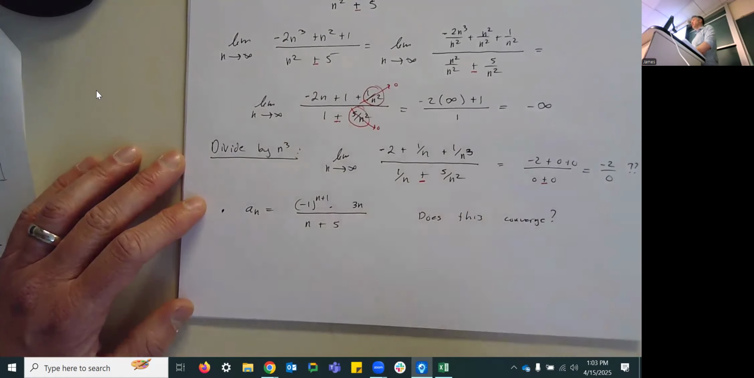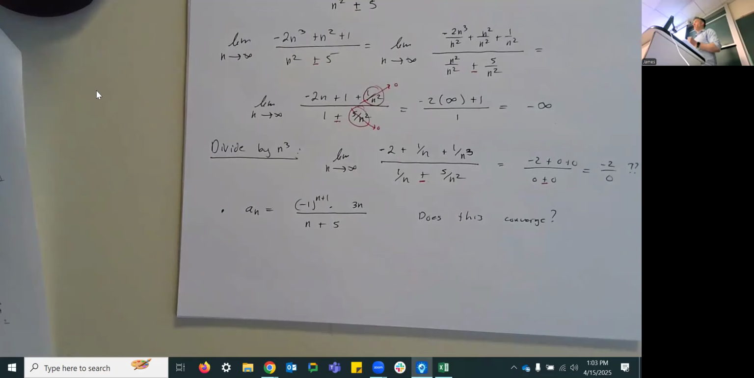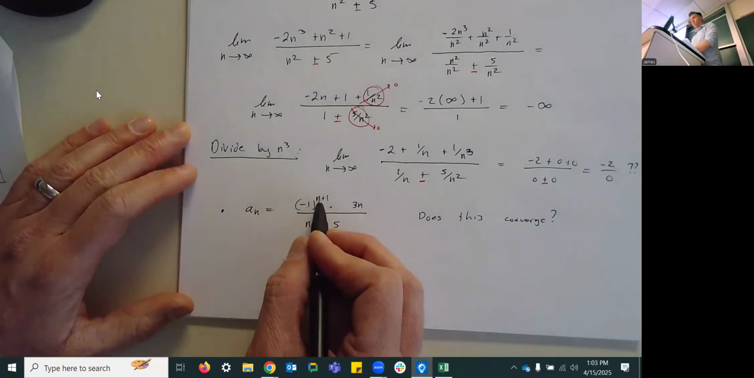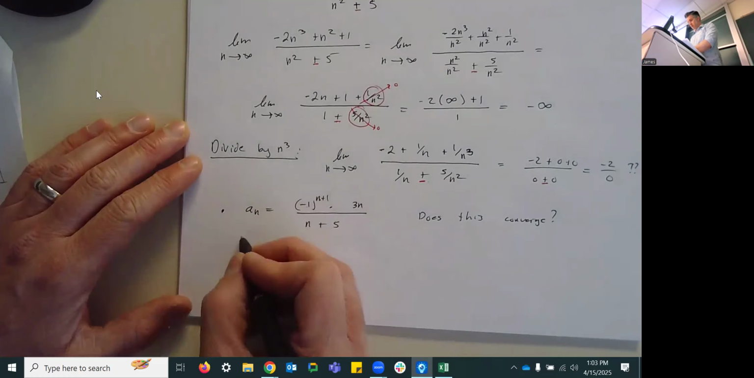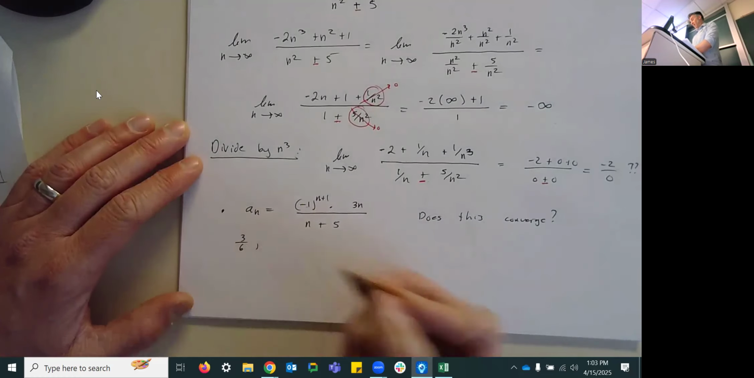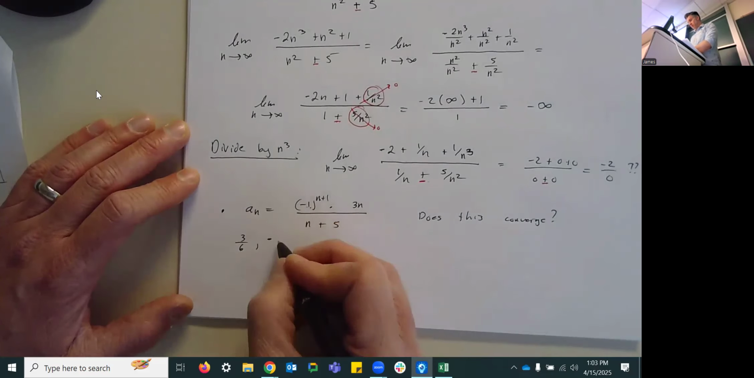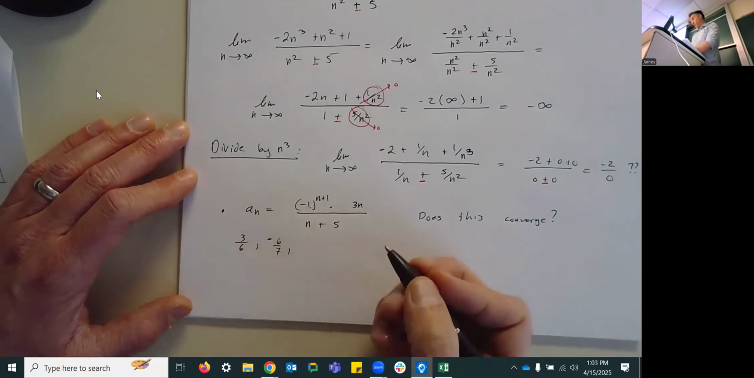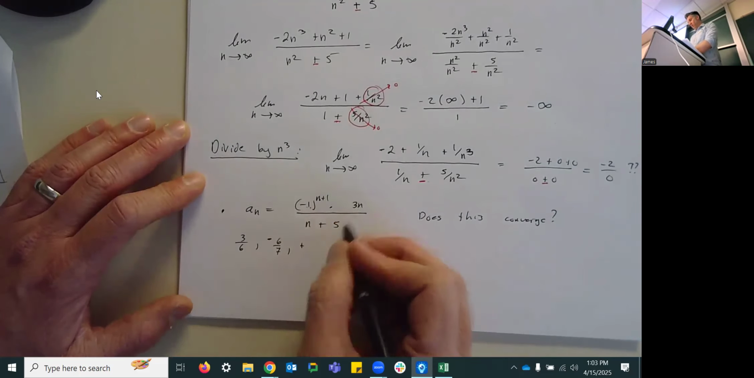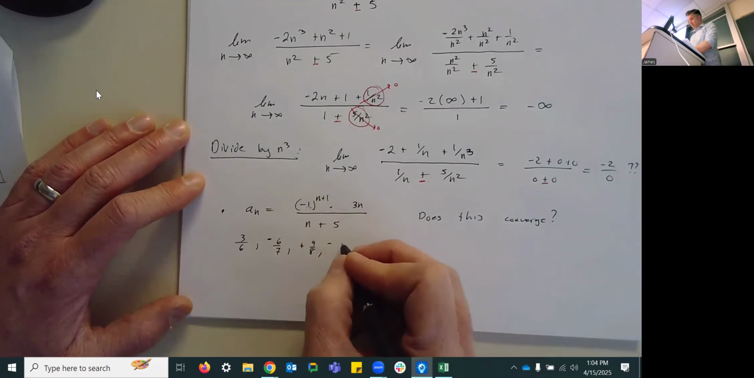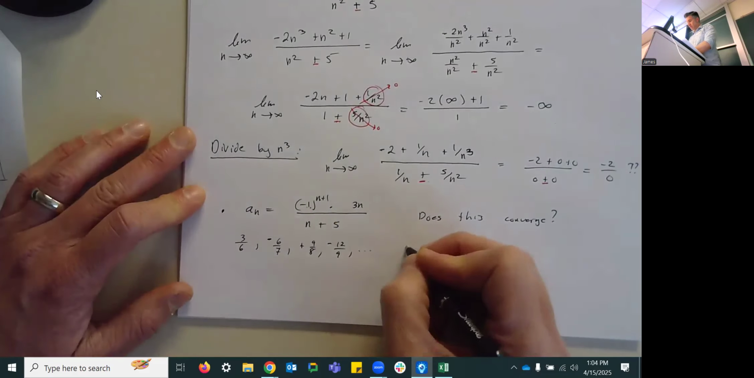Well, I'll point out this is an alternating sequence. Every other term is going to be negative. Every other term is going to be positive. If we start off with n equal to 1, we're going to get negative 1 squared, which is positive 1, times 3 over 6. With n equal 2, we get negative 1 cubed, which is negative 1, times 6 over 7. The next term, if we let n equal 3, would be positive 9 over 8, and it just keeps going. Negative, whatever the next term is, 12 over 9, and so on. So this is an alternating sequence.